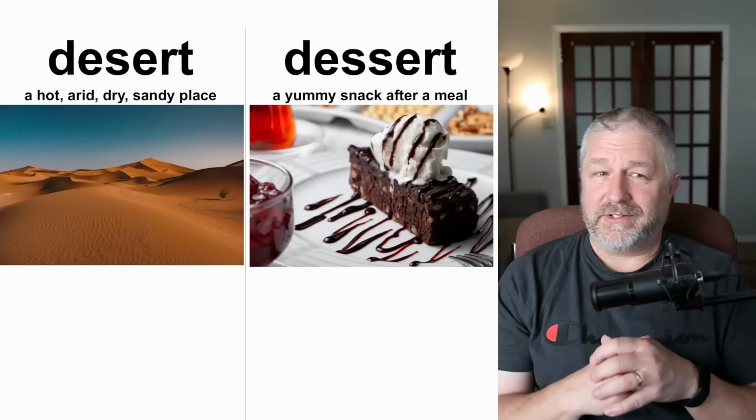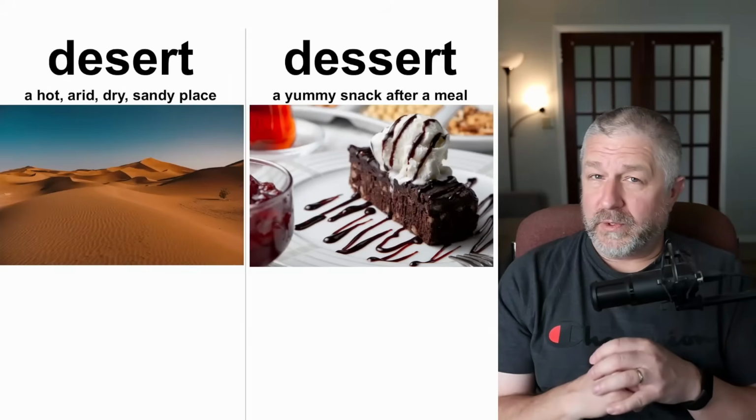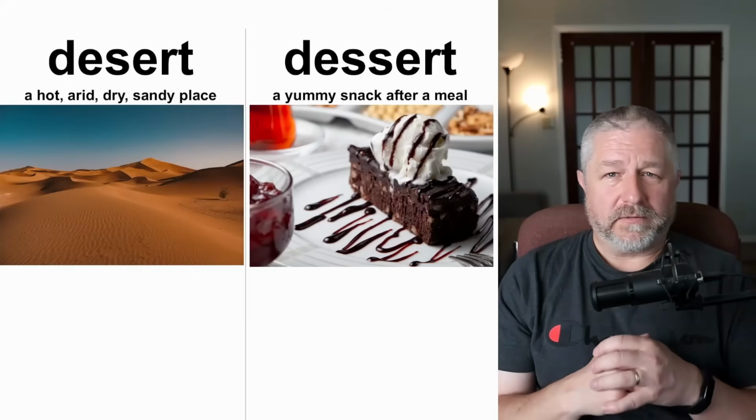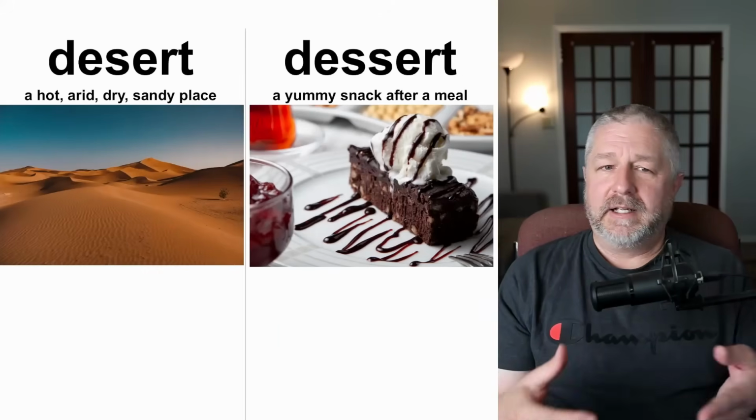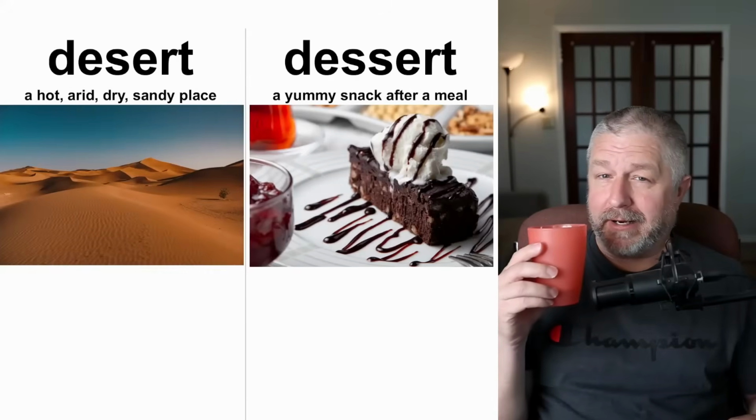Desert and dessert. A desert is a hot, arid, dry, sandy place. If you don't know the word arid, it simply means a location where it doesn't rain very often. So a desert usually has lots of sand and it's hot, it's arid, it's dry, it's sandy. A dessert, though, is a yummy snack after a meal.